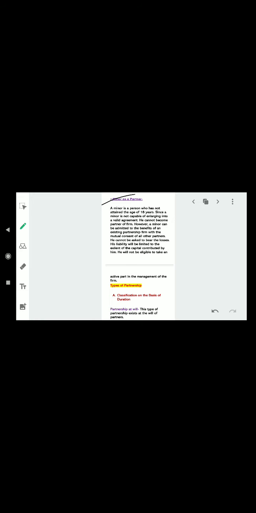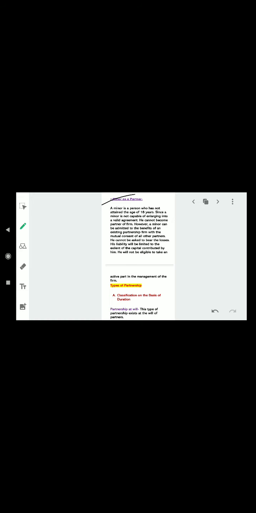In case he does not give any such notice within 6 months, it shall be presumed that he has opted to become a partner. If he decides not to become a partner, his rights and liabilities continue to be those of a minor up to the date on which he gives public notice, and his share will not be liable for the acts of the firm done after the date of the notice.